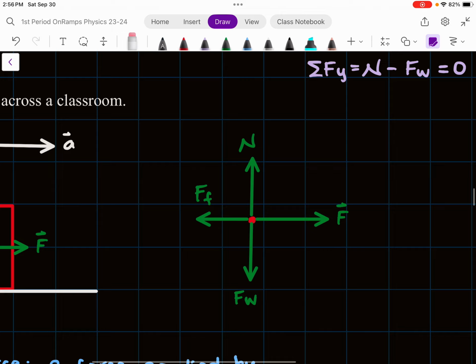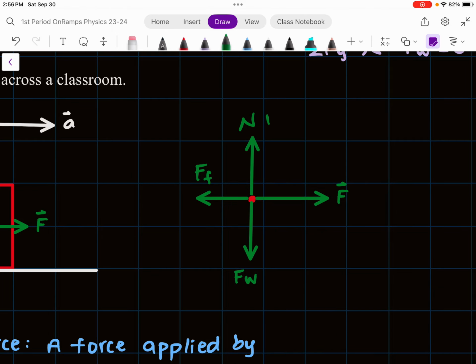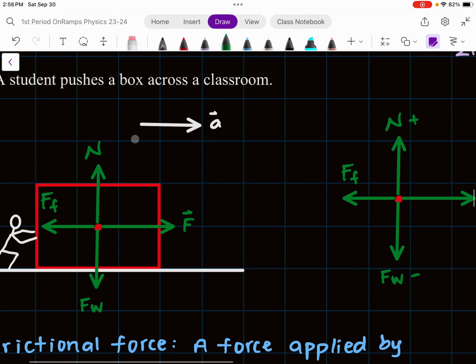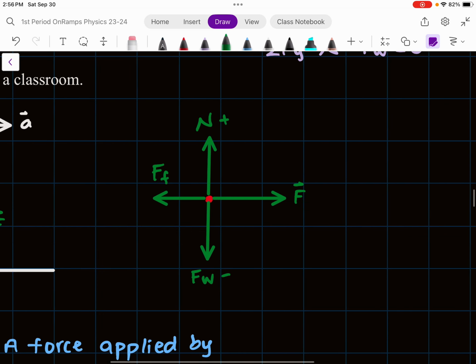Now let's decide what's positive, what's negative. Keep it simple. Up is positive, down is negative. And when there's motion, in this case, this is moving to the right. This is accelerating toward the right. Okay, this is important. I like to keep the direction of motion positive. So if I have an acceleration to the right, I like to keep it positive. You don't have to, but that's my suggestion. Whatever the direction of motion is, keep it positive.